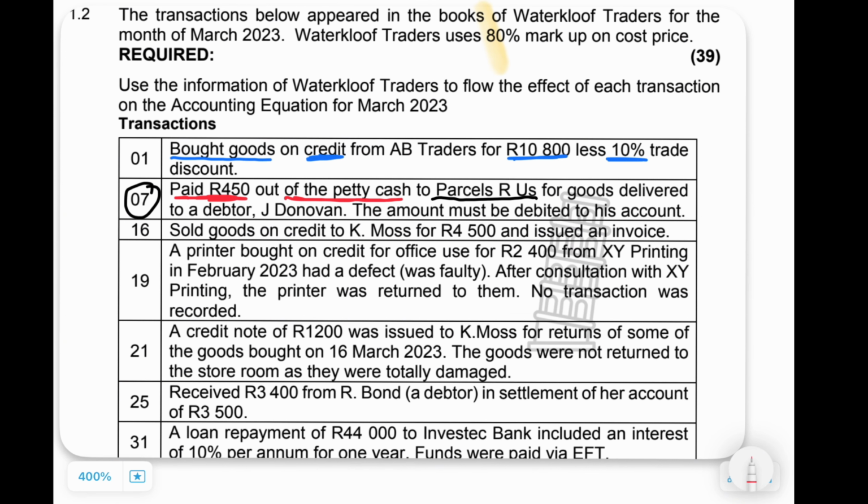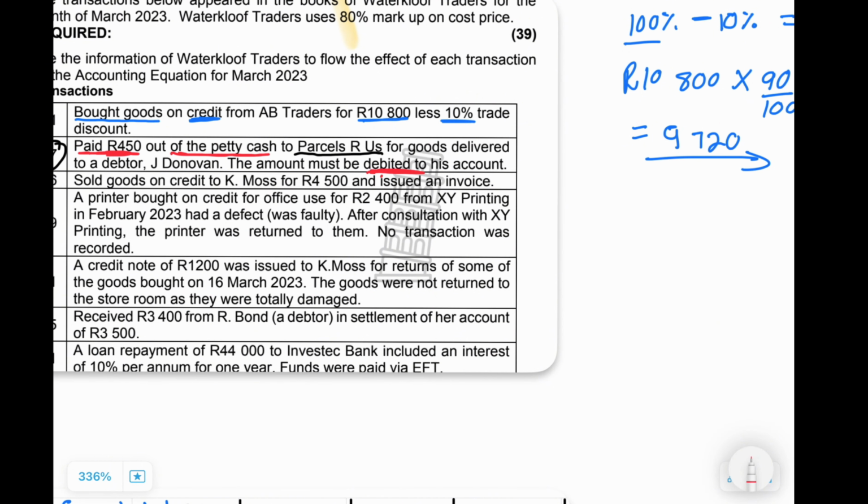So how do we show this transaction? What we know is that we paid 450 out of our petty cash account. So petty cash will obviously be the first account that is affected. And another account which is affected will be the debtors control account, because those goods are going to one of our debtors. So the second account will be debtors control. Whenever we sell something on credit, the debtors control account will be affected. However, when we buy something on credit, our creditors control will be affected because we are buying from our creditors.